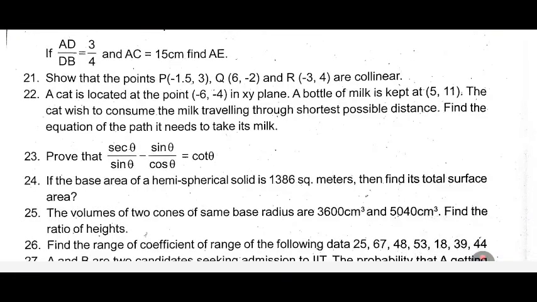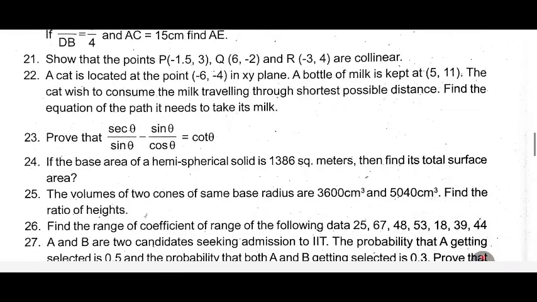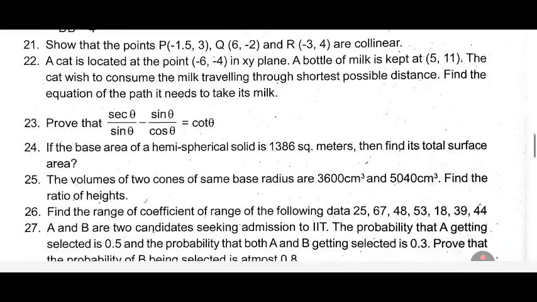21, show that the points P(minus 1.5, 3), Q(6, minus 2) and R(minus 3, 4) are collinear. 22, a cat is located at the point (minus 6, minus 4) in the xy plane. A bottle of milk is kept at (5, 11). The cat wished to consume the milk traveling through the shortest possible distance. Find the equation of the path it needs to take to reach its milk.